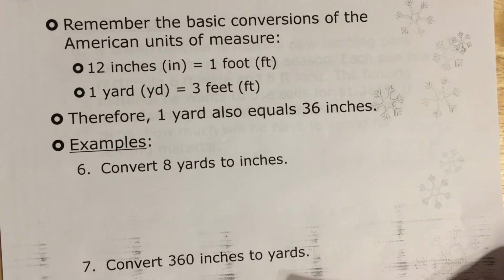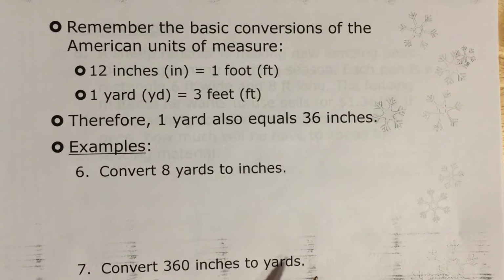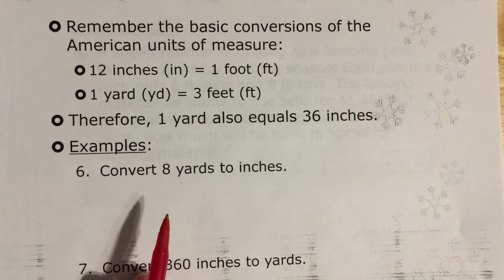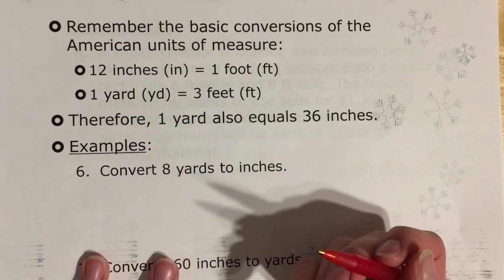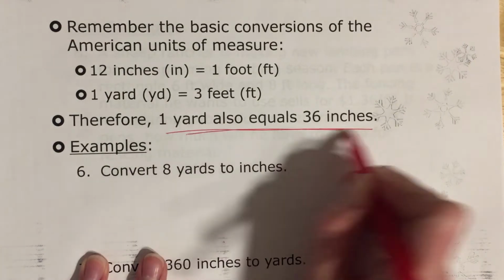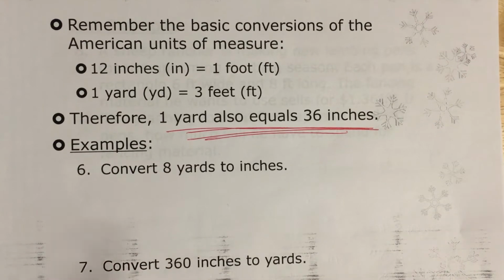So remember the basic conversions of the American units of measure. Again, these are the two we talked about before: 12 inches equals 1 foot, and 1 yard equals 3 feet. And just like I said before, we created a new conversion factor of 1 yard equaling 36 inches. So now let's use that conversion factor to do examples 6 and 7.